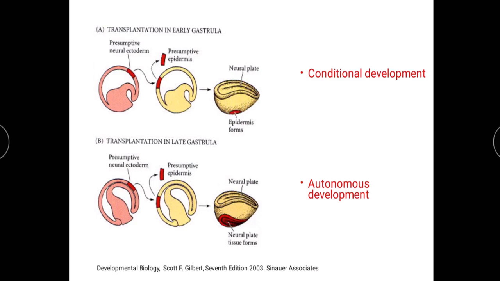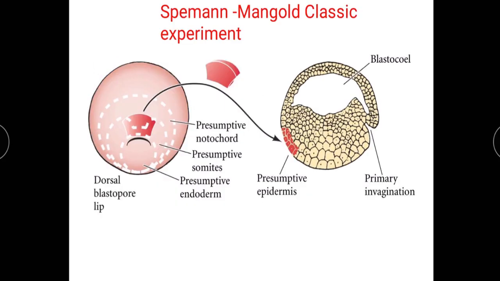So this experiment tells us that in the earlier gastrula the cell fate is not fixed. Now Spemann and Mangold come into the picture.